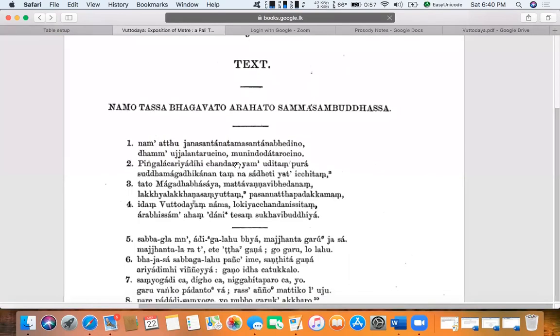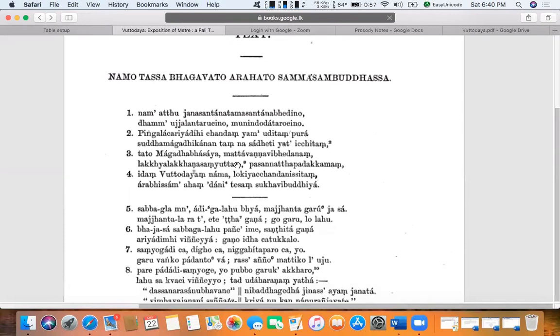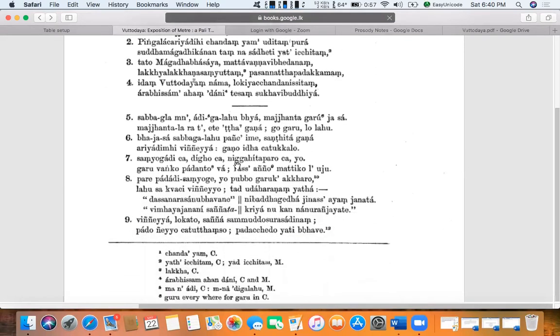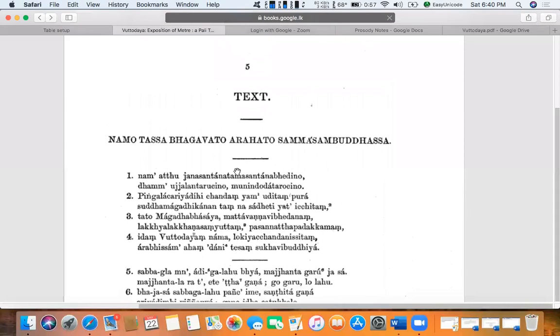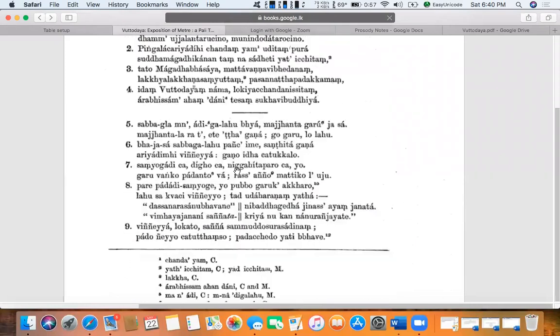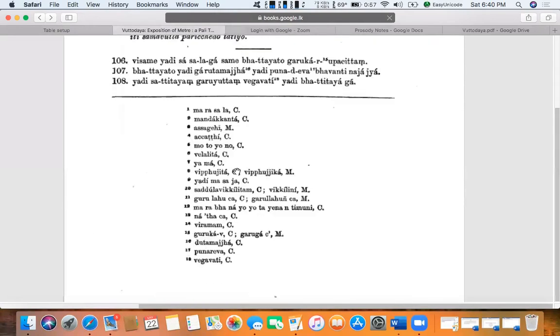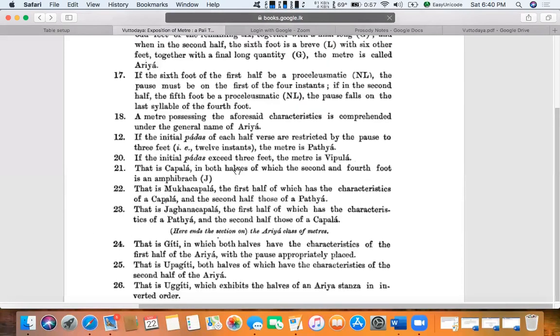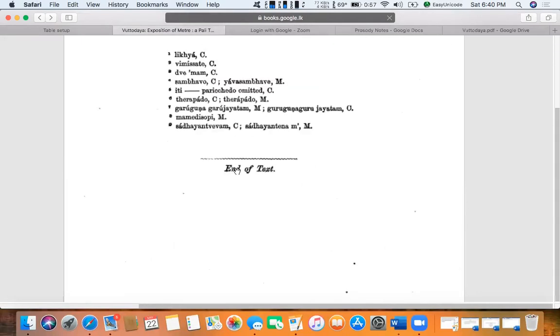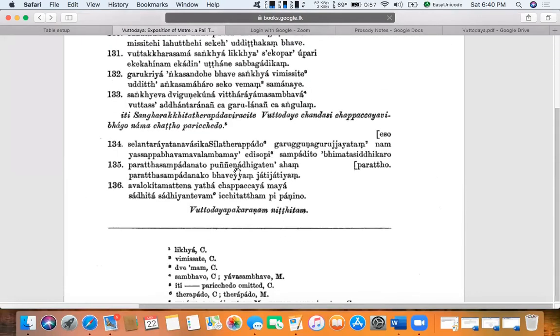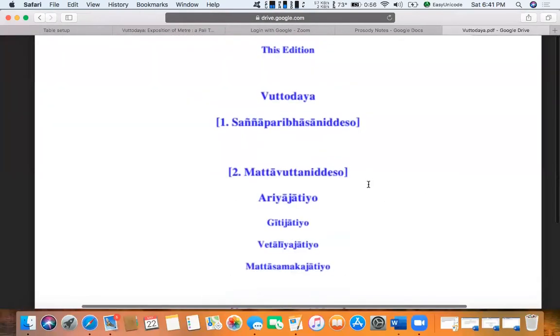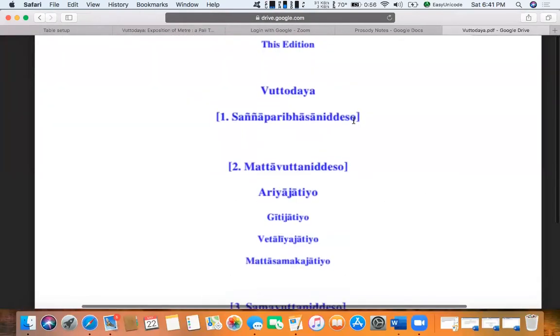This is the explanation of Vuttodaya. This is the Vuttodaya book I downloaded today from the internet, the book without explanations. There are six chapters in this book, with about 136 verses. The first chapter is called Saññā Paribhāsā Niddesa, and today we are going to study the Saññā Paribhāsā Niddesa.